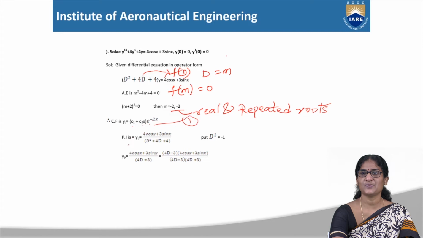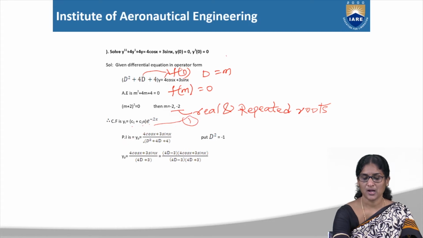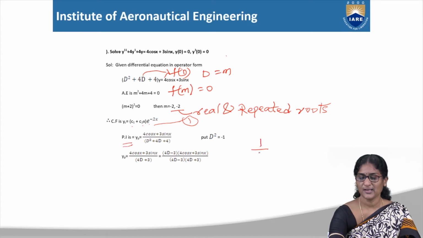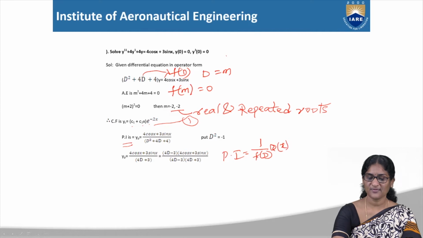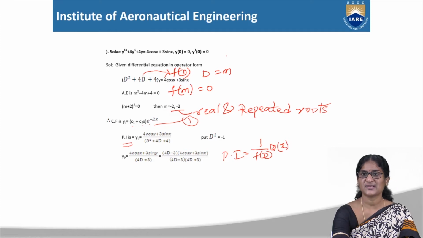Now in the second stage, we are going to find the particular integral. How to find the particular integral? What is the formula for the particular integral? The particular integral is equal to 1 by f of d into Q of x. So what is f of d here? It is (4 cos x plus 3 sin x) divided by (4d plus 3), which is the particular integral. Now we'll try to substitute these values.